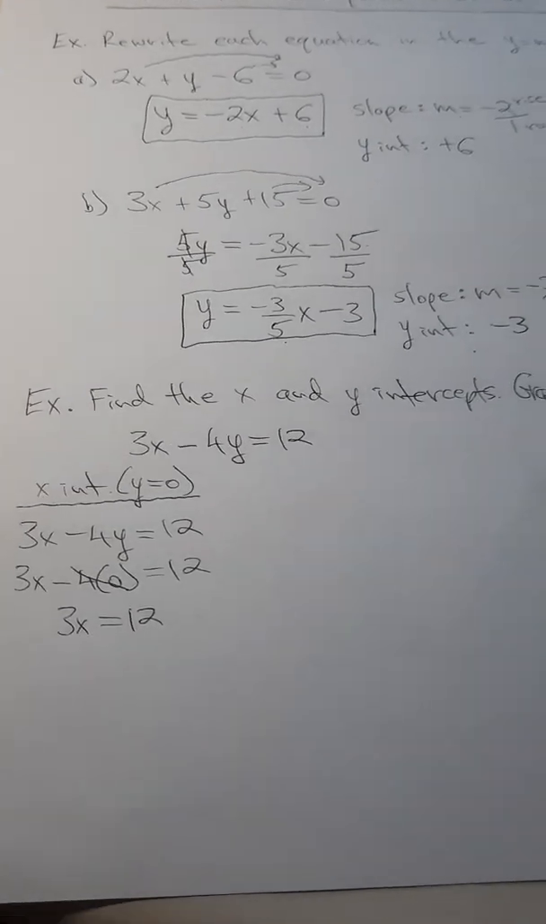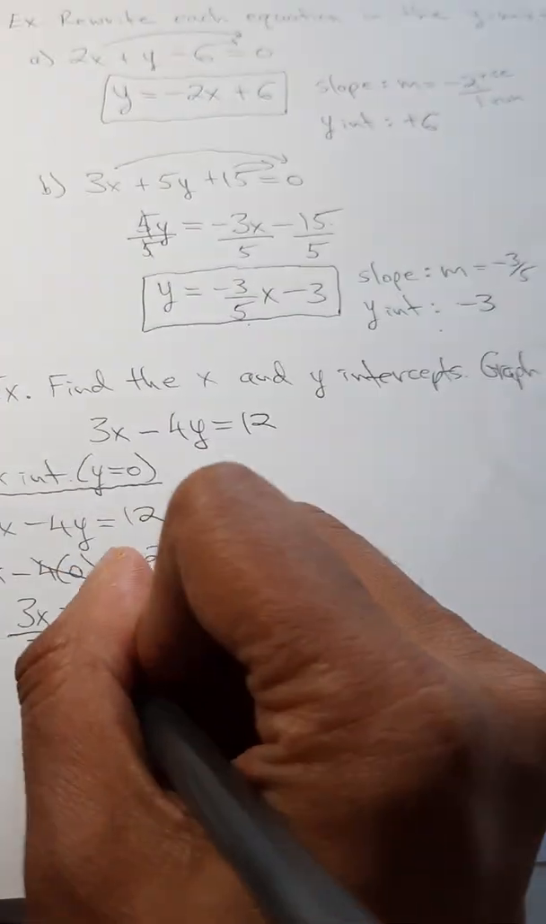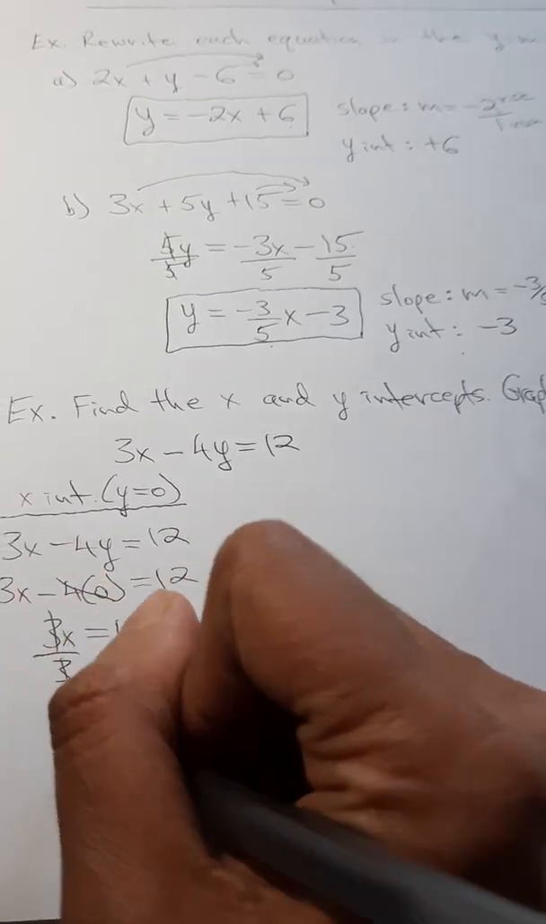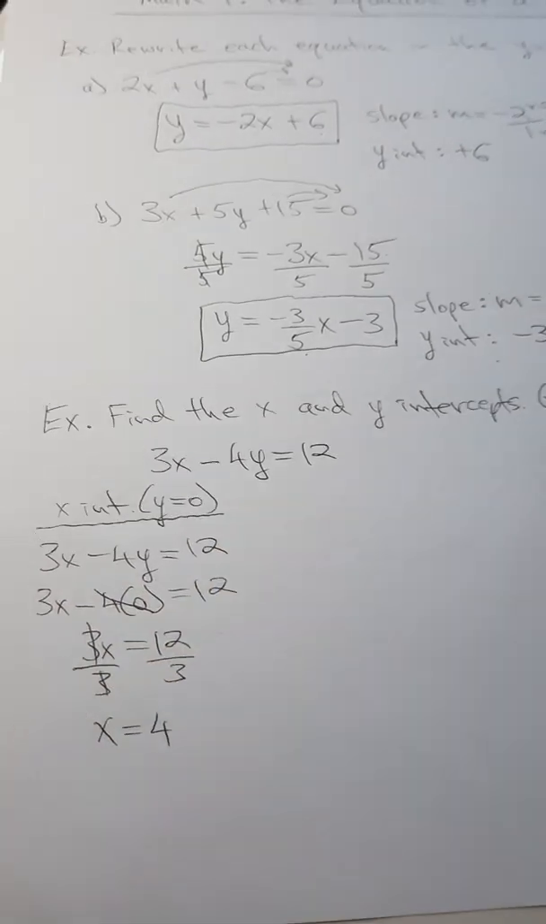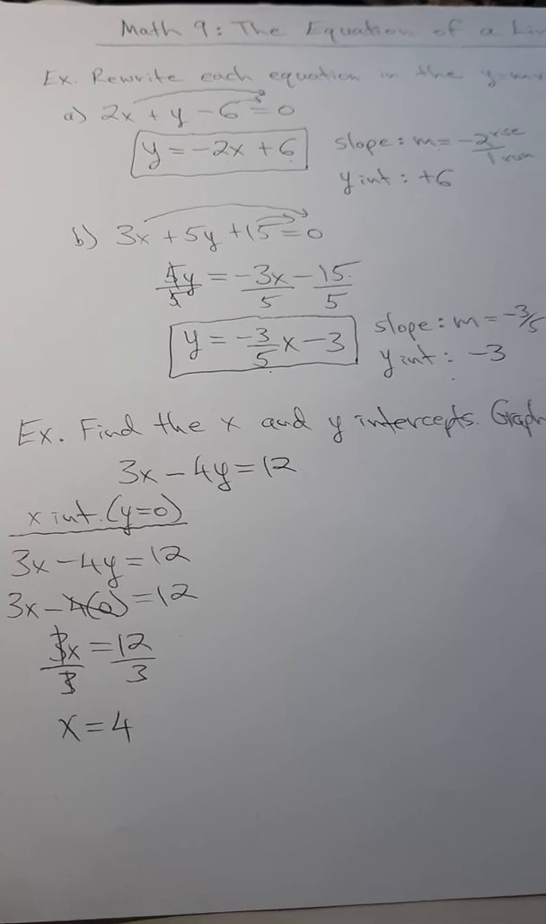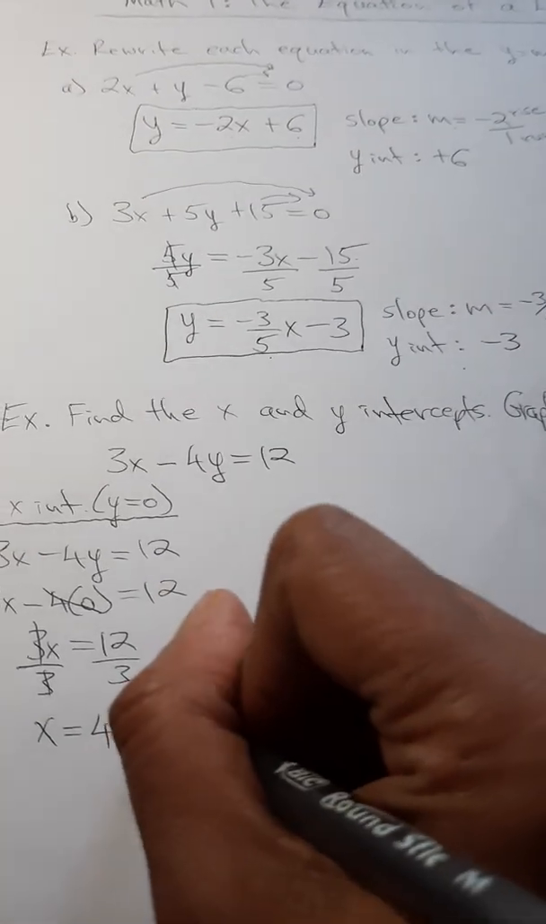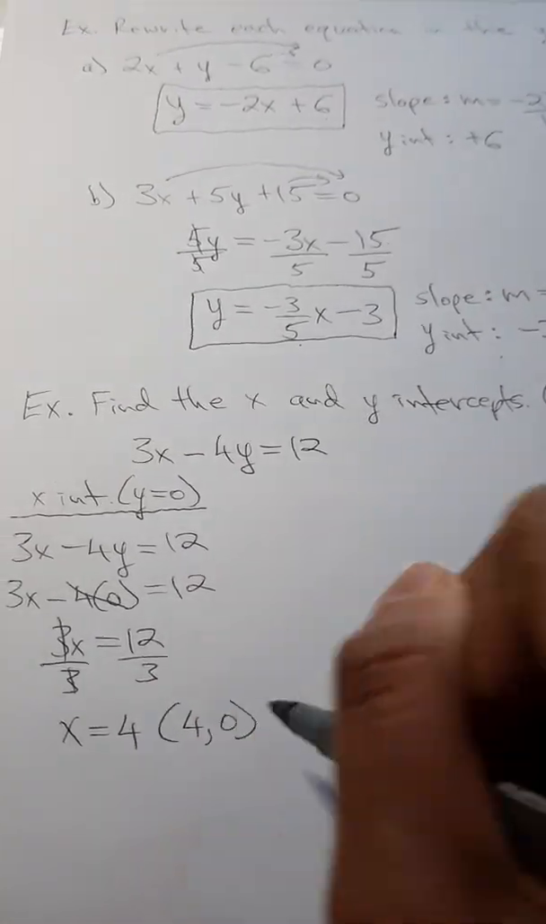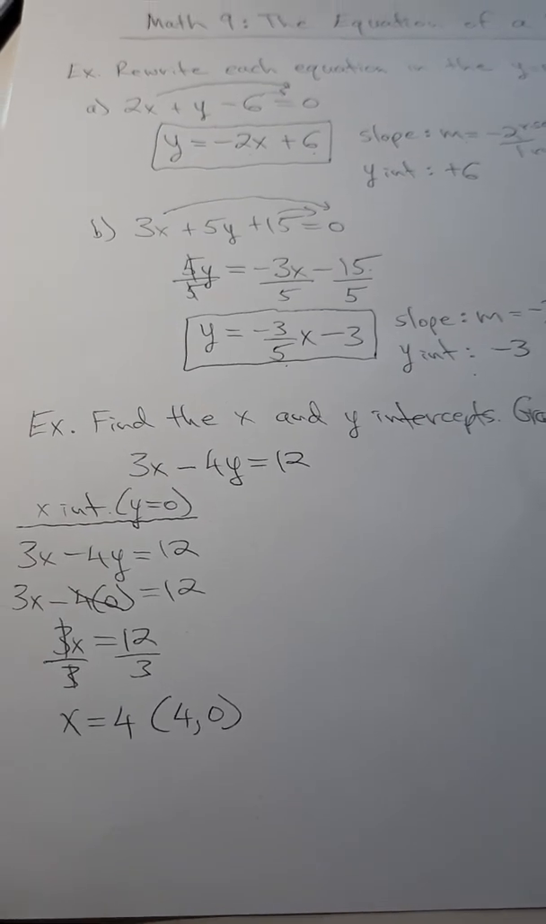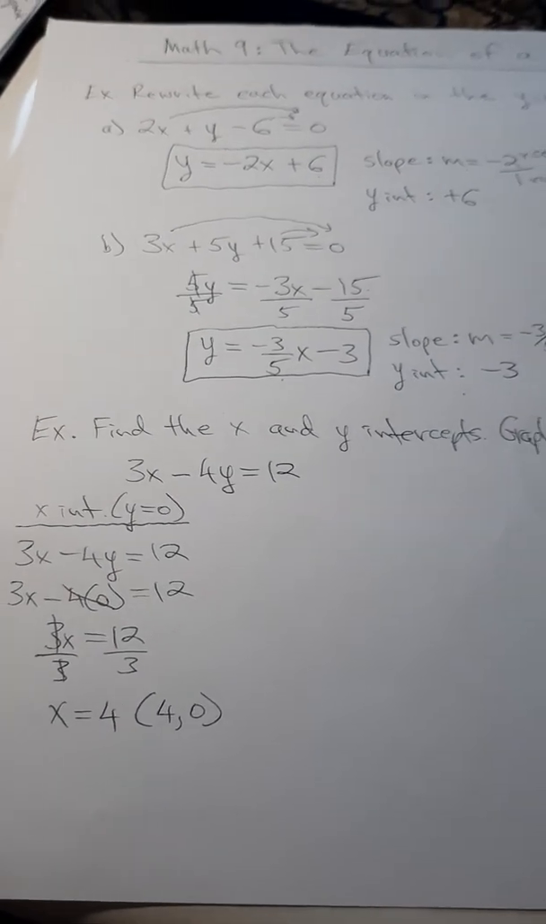And then you're going to divide by 3 on both sides, and this 3 cancels out. So I notice x is equal to 4. Don't just leave it like this. I have to make sure I'm writing it as a point. It has to be a coordinate. So my x-intercept is actually 4 and 0.